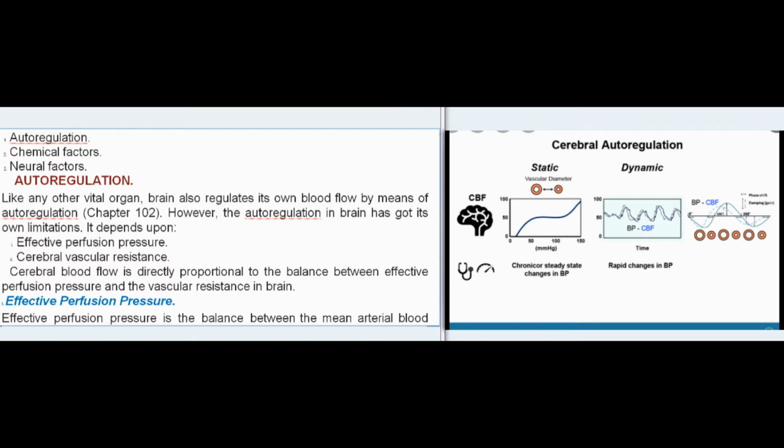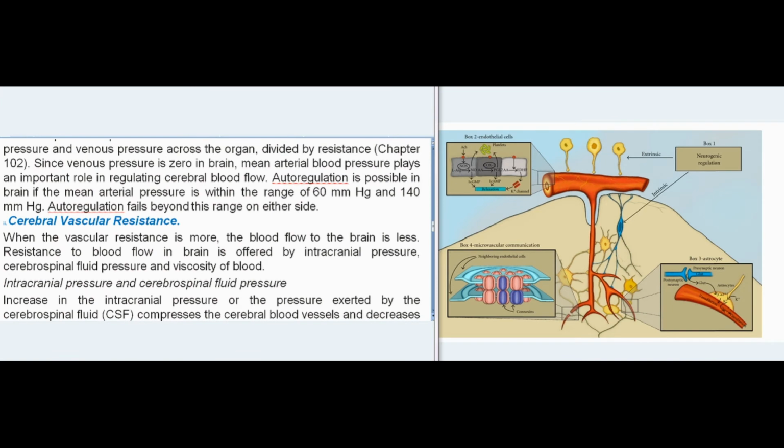Cerebral vascular resistance. Cerebral blood flow is directly proportional to the balance between effective perfusion pressure and the vascular resistance in brain. Effective perfusion pressure. Effective perfusion pressure is the balance between the mean arterial blood pressure and venous pressure across the organ, divided by resistance, Chapter 102.